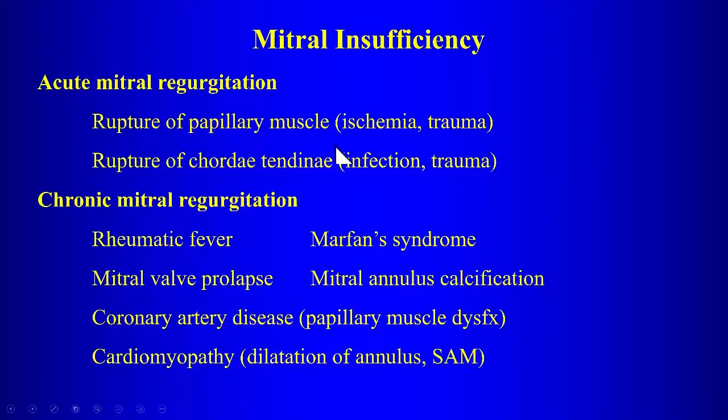So various causes of mitral regurgitation: acute mitral regurg, rupture of papillary muscle, rupture of chordae tendineae, which can be from infection or trauma. Papillary muscle rupture is usually from ischemia. Chronic mitral regurg, we mentioned rheumatic heart disease. Anything that dilates the left ventricle, though, can also result in mitral regurgitation. Papillary muscle dysfunction from ischemia can also do it. Cardiomyopathy, anything that dilates the left ventricle, dilates the annulus for the mitral valve, and can also result in mitral insufficiency.